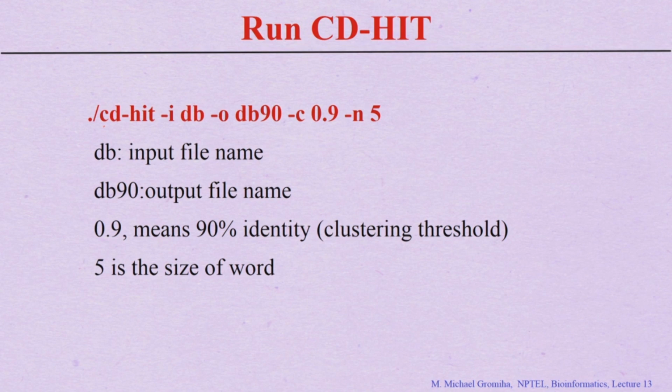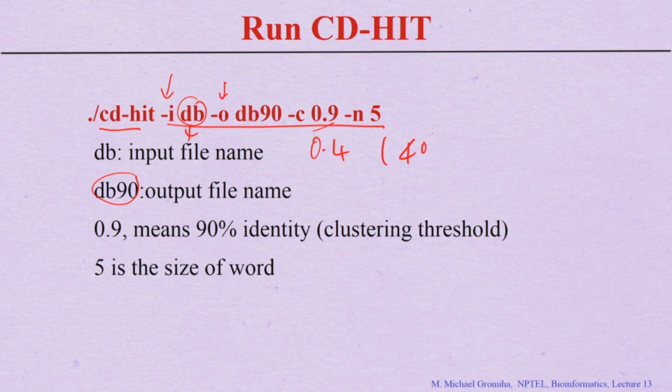So, how to run CD-HIT? Because this is the program, you put ./cd-hit and this is the command we have to give. What is -i? That is input, we give this input file name, the DB gives the input file name. And what is -o? This is the output file name, DB9 is the output file name. And here we give -c 0.9 and -n 5. What is 0.9? This is identity, so which identity you require, whether 90% or 80% or 40%. If you need 40%, what you have to give? 0.4, right, for the example of 40%.